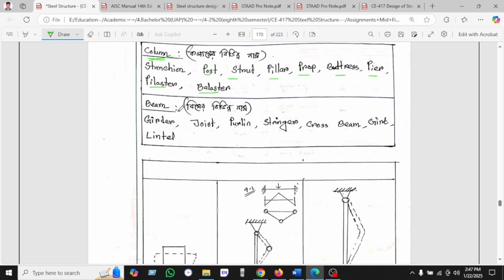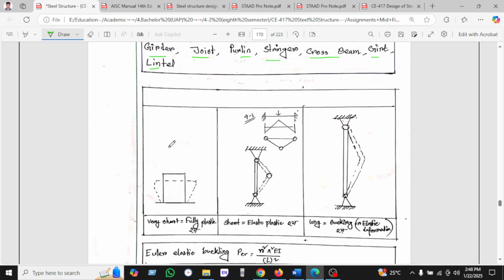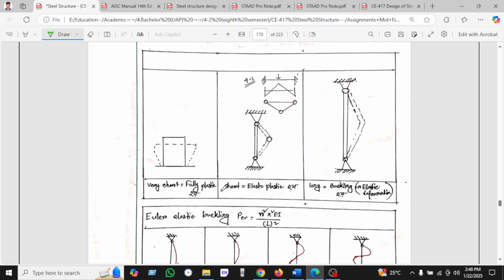We can also see the synonyms of the beam: girder, joist, purlin, stringer, cross beam, grist, and lintel. All these varied names are synonyms of the beam. So we can see another picture here.